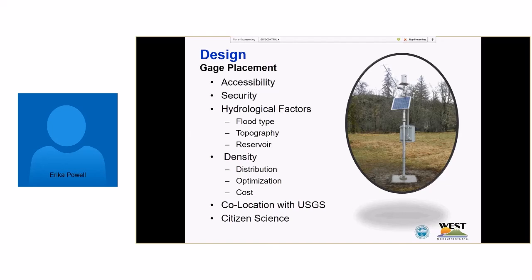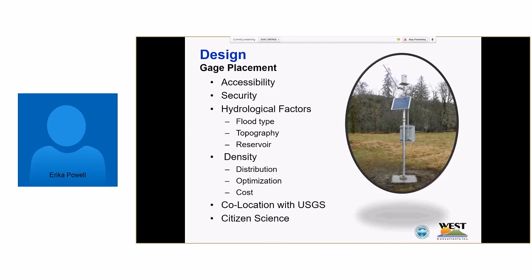It's better to have a few really good quality gauges than a whole bunch of gauges out there whose data you don't trust. So it's important to get gauges out there and be able to maintain them, and then add gauges as your capability and finances allow.